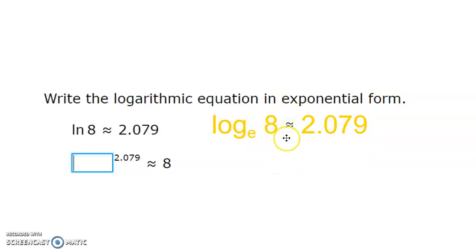So I'm going to write this as an exponential, which would be e raised to the 2.079 power is approximately 8. So that's the exponential. Now that I have this exponential, I'm going to come over here and fill in the blank. So what's missing? Well, we've got that exponent 2.079. We've got approximately 8. So what I'm missing is the e, the base. So what I'm going to put here is e, which is our base.